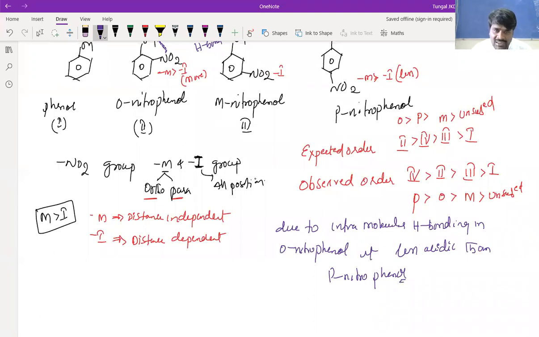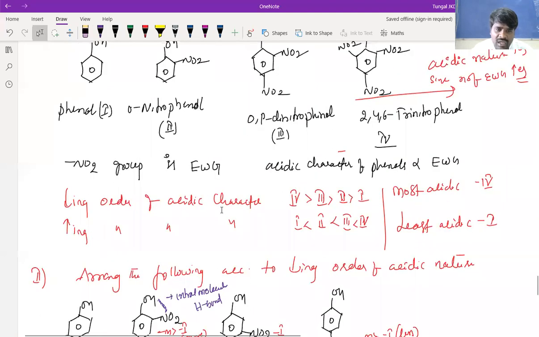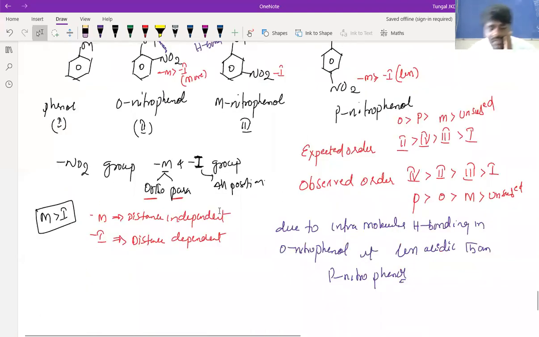I know you are going to ask. Because of this strong withdrawing, I already told you that acidic character is directly proportional to withdrawing power. Withdrawing power is more in orthonitrophenol compared with paranitrophenol, so it is expected to be more acidic, but found to be less acidic than paranitrophenol. What is the reason? Due to the hydrogen bonding, the H plus of the hydroxyl group is being trapped. The tendency of releasing H plus from orthonitrophenol is slightly less than the tendency of release of proton from paranitrophenol.